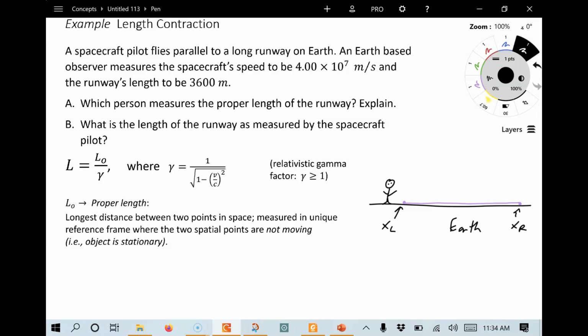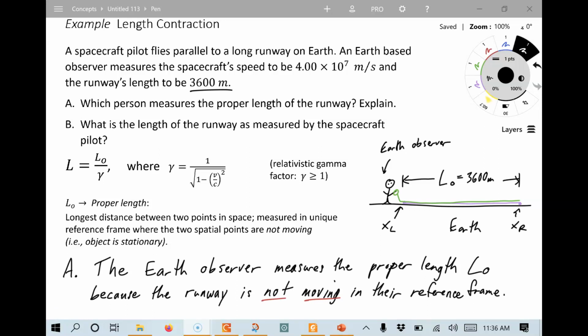Now this Earth observer has measured the distance to be 3,600 meters. This is the proper length because the two points, X_L and X_R, aren't moving relative to the Earth observer sitting on Earth's surface. They can roll out a measuring tape along there and measure the length between those two points while they are not moving. So this Earth observer measures the proper length, L0. For part A, the Earth observer measures the proper length L0 because the runway is not moving in their reference frame.